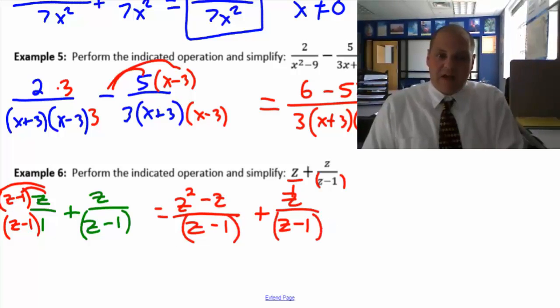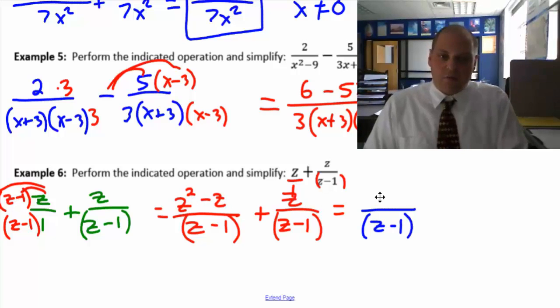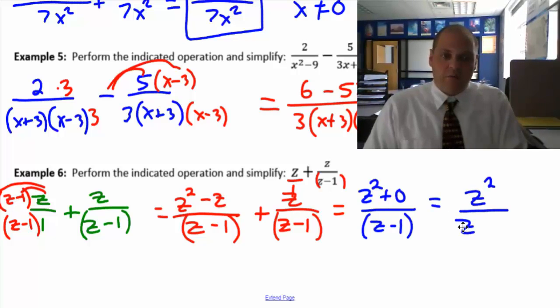Do I have a common denominator? Yes, I do. So my common denominator is z minus 1. And up here I have z squared minus z and then plus z. So I have a negative z and I have a positive z. That's 0. So I just get z squared over z minus 1. That would be your final answer.